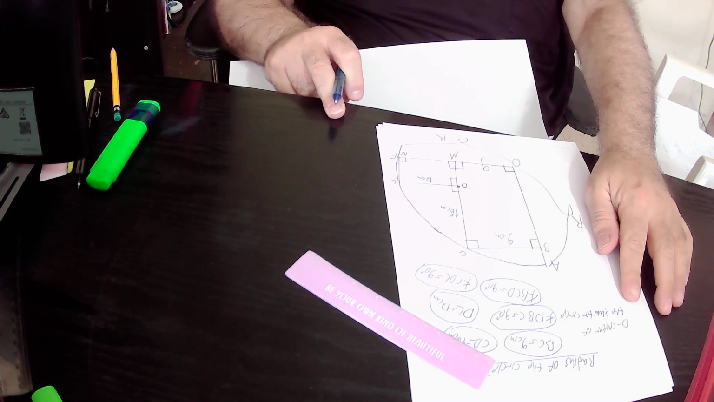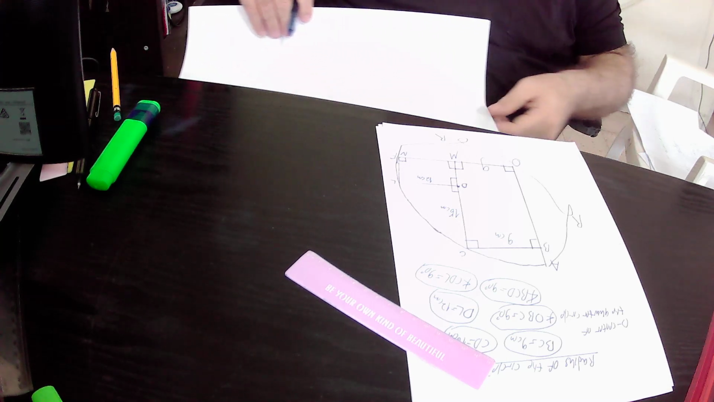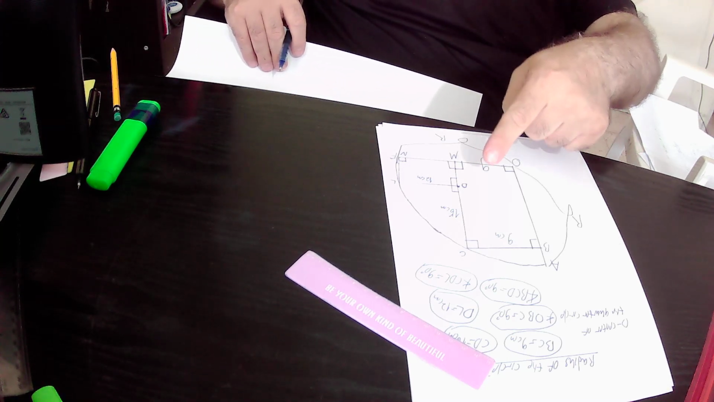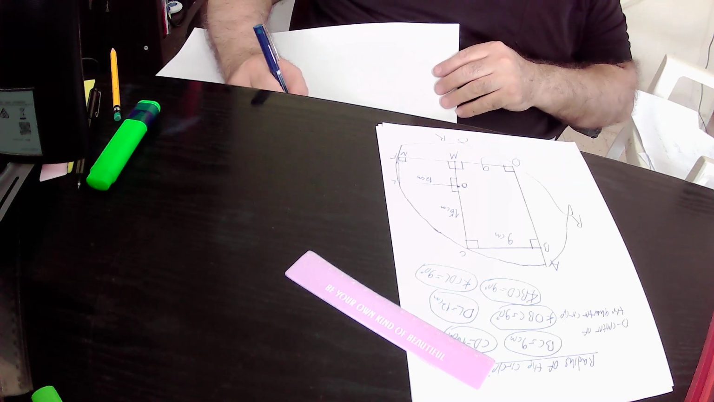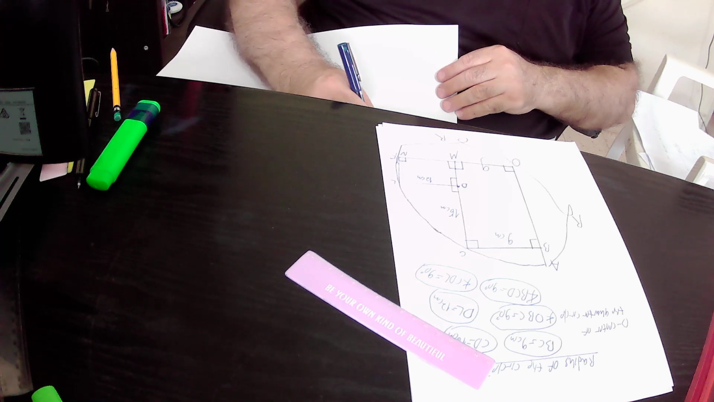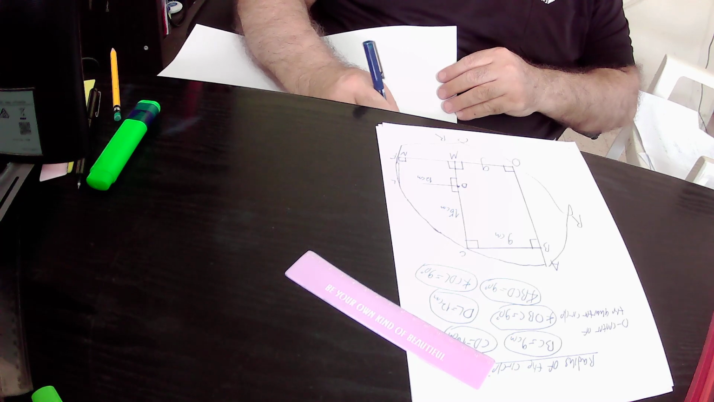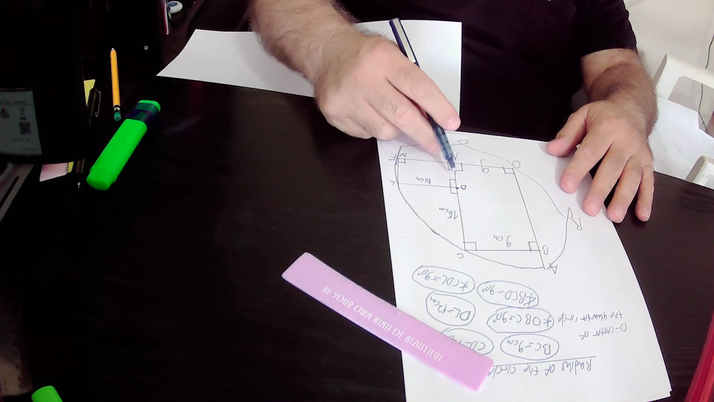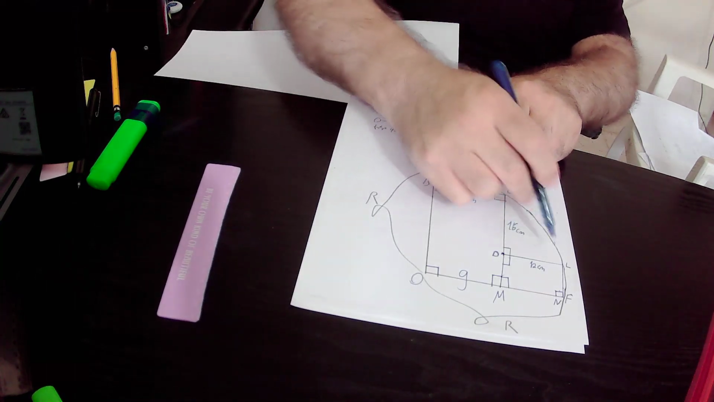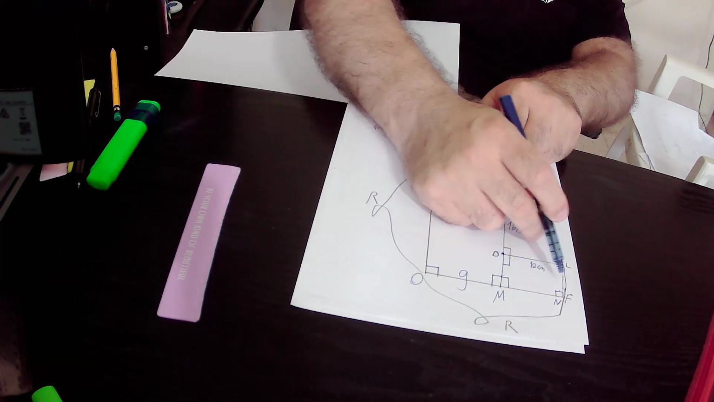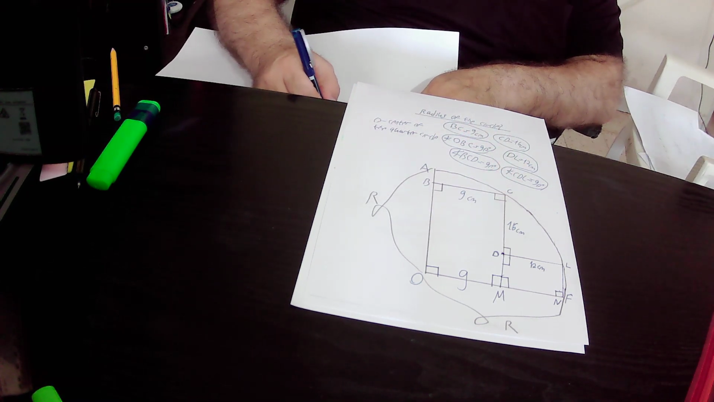Okay, so here we created quadrilateral DLMN. Inside quadrilateral DLMN, we have 1, 2, 3 right angles. I repeat again, inside quadrilateral DLMN, we have 1, 2, 3 right angles. And the sum of 3 right angles is 90 times 3, which is 270 degrees.